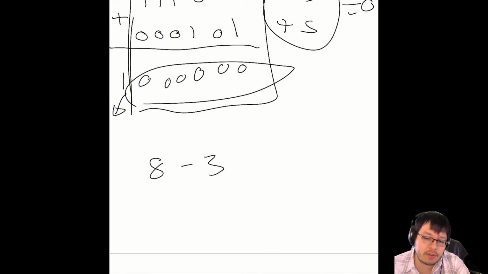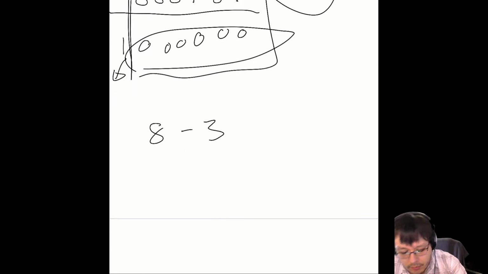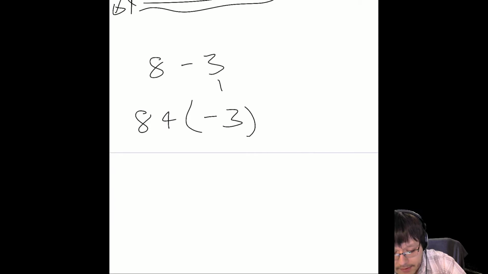How would you do this in the ALU? Well, you would actually just do 8 plus -3. And how do you convert 3 to -3? Just take the 2's complement of that. And of course, this all depends on the number of bits. So let's say we're dealing with something that is an 8-bit system.